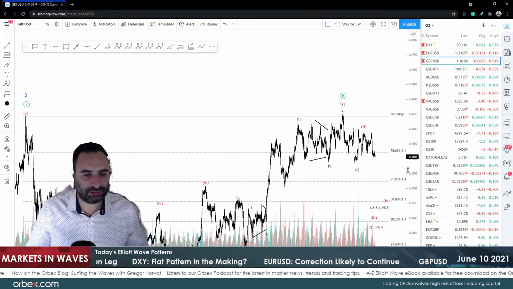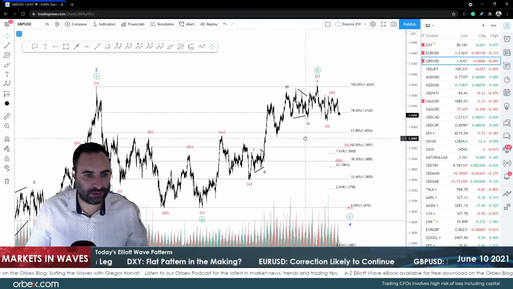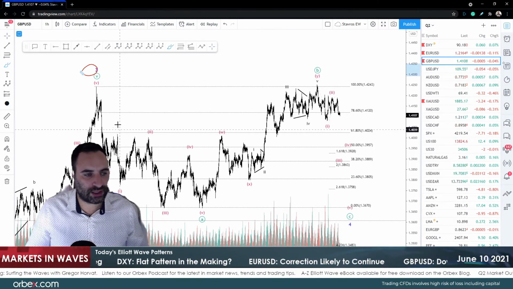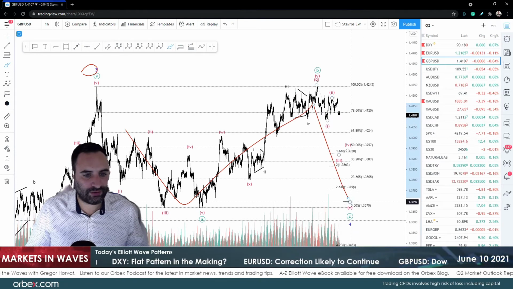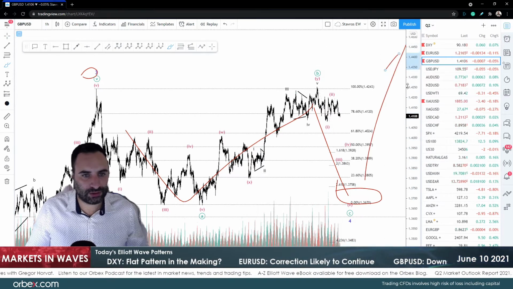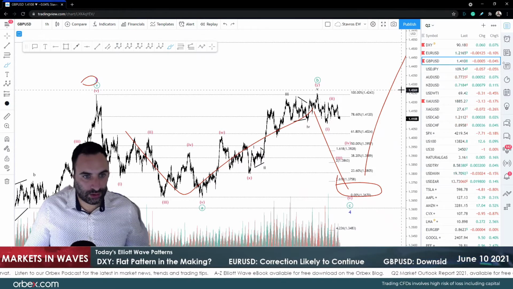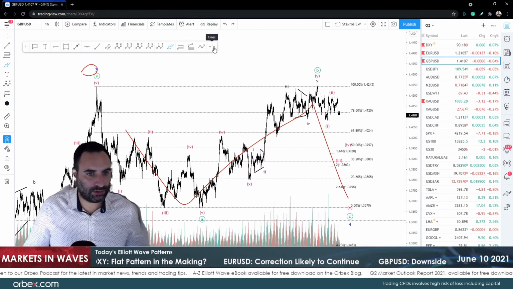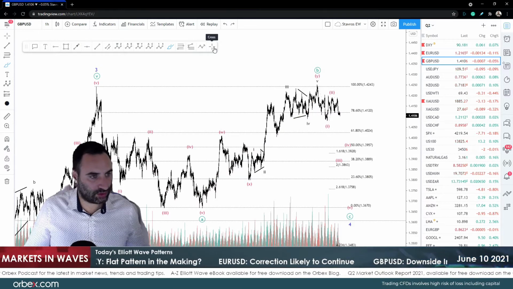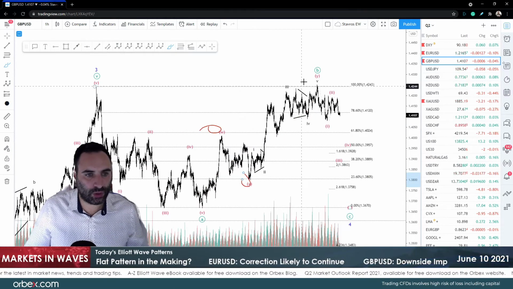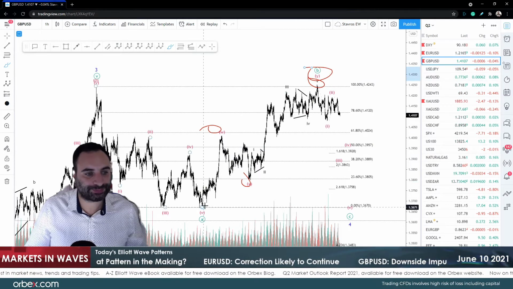Pound has been a bit sideways for a while over here. Still looking at 3, expanding flat or running flat variation in 4, and then continue up in 5. Okay, same. Okay, it's cleared, luckily. So W, X, and Y, right, for wave B.